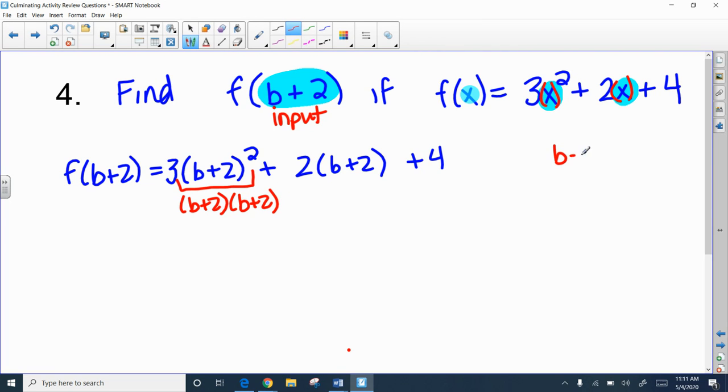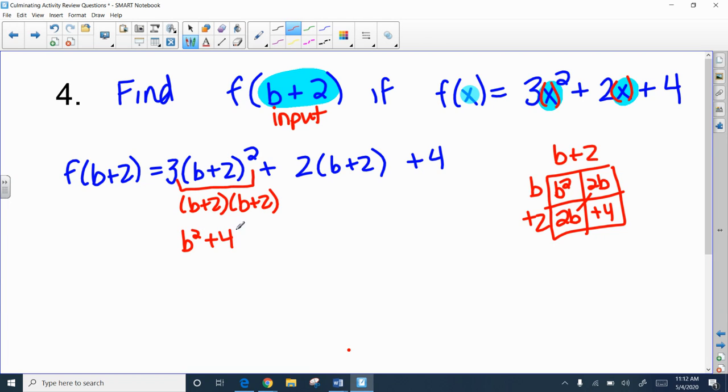So to multiply that out, you have to use either distributive property or box method. I'm using box method. This would be b squared plus 2b plus 2b plus 4. And remember, we can combine those diagonals since they're both positive 2b. That would give us b squared plus 4b plus 4. Now, don't forget, we still have this 3 in front. So now that we did the exponents, now we can multiply by the 3. So I have to distribute that 3. So that would be 3b squared plus 12b plus 12.